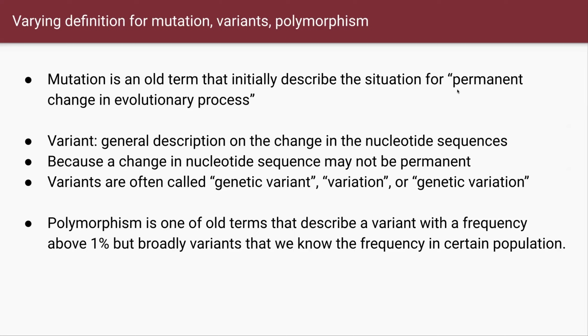So mutation is sourced from a Greek word that implies permanent change, but this might not be true, right? So in more recent years, people describe this with a more general idea. People introduced a new term, which is the variant, or specifically, genetic variant, right? So what is a genetic variant? This describes a change in the nucleotide sequence, and as I mentioned, the nucleotide sequence change may not be permanent. That's why I more strongly support genetic variant. This is often called genetic variant, and genetic variation is also used, and variation as well. Another term people use is polymorphism. This is an old term as well, describing a variant with frequency above 1%. And broadly, people use this term to describe any variant with some frequency in a certain population, then we say polymorphism.